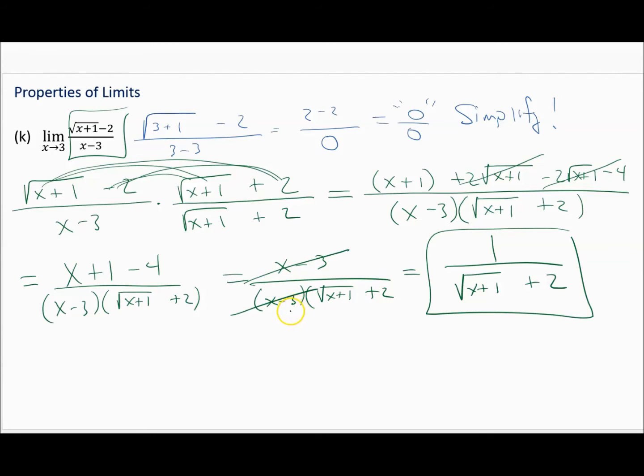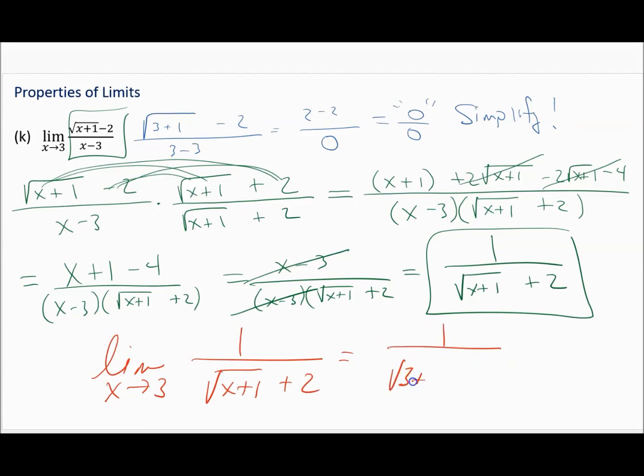That canceled out. Therefore, I'm allowed to substitute 3 into this function, whereas it gave me a hole in the graph for this function. So now instead, I'm going to take the limit as x approaches 3 of 1 over the square root of x plus 1 plus 2. And I plugged 3 directly in. So it would be 1 over the square root of 3 plus 1 plus 2, which is 1 over the square root of 4 plus 2. We all know the square root of 4 is 2, plus 2, which is 1/4.